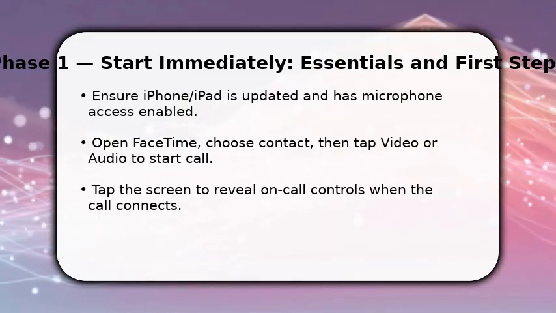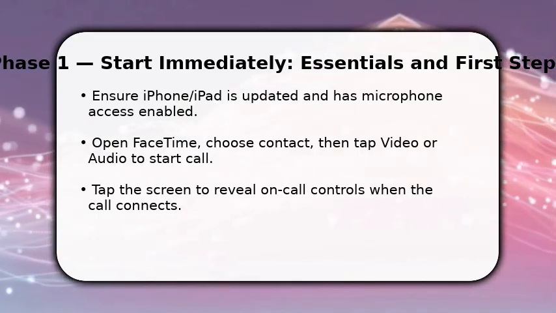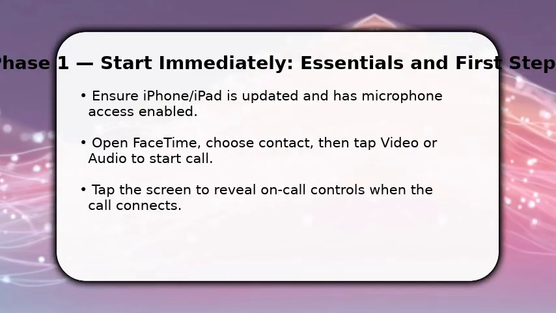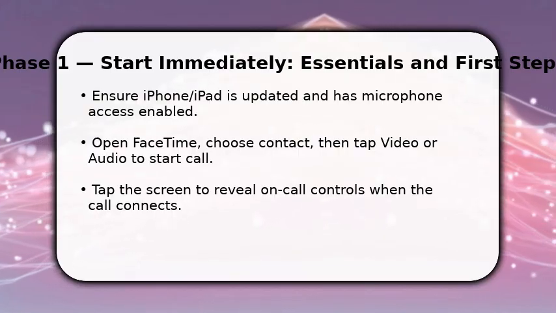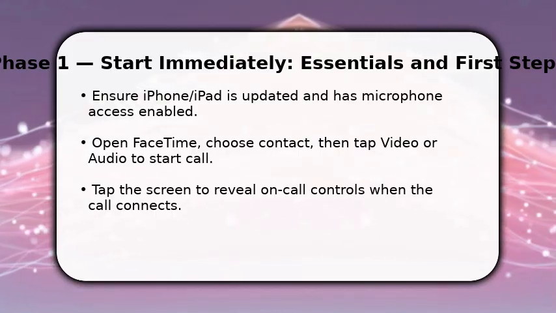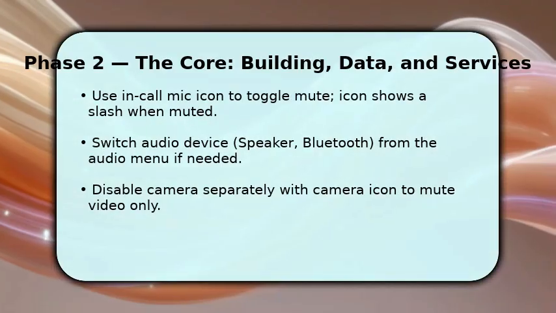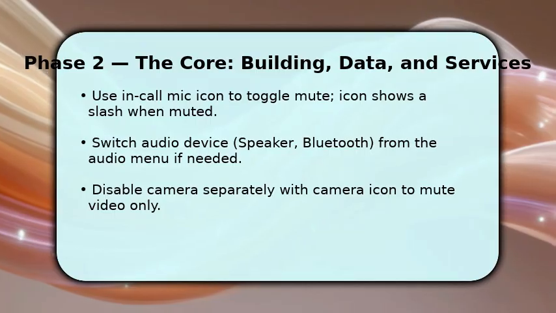Tapping it stops your audio from leaving the device, which preserves privacy and prevents background noise. You're doing this first because muting at the source is immediate and reliable. Make sure the icon shows a slash to confirm muting. Once muted with the mic icon, you can refine the setup.